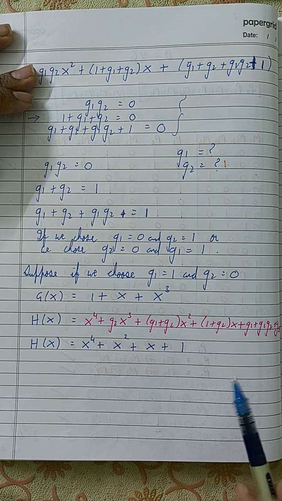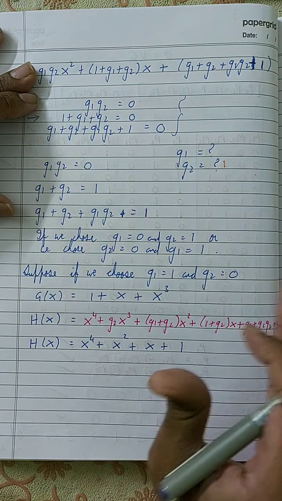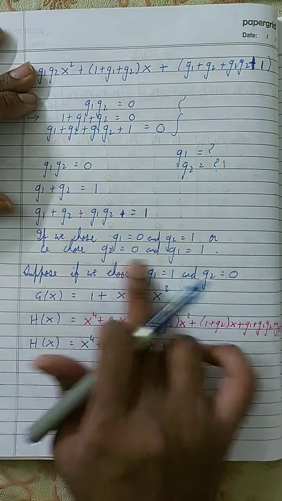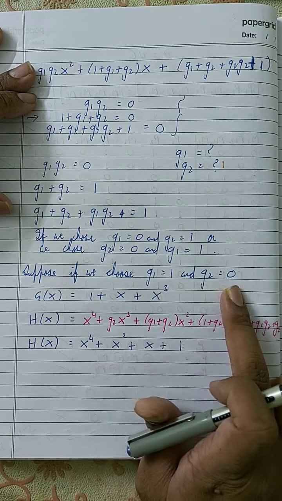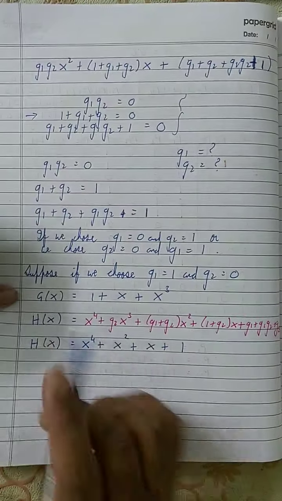So what I did is I chose the second condition. You can choose any condition, but once you choose a condition, don't change it. So I chose this condition. If this is my value, then I substitute those values in my g of x, and that is how I got this.